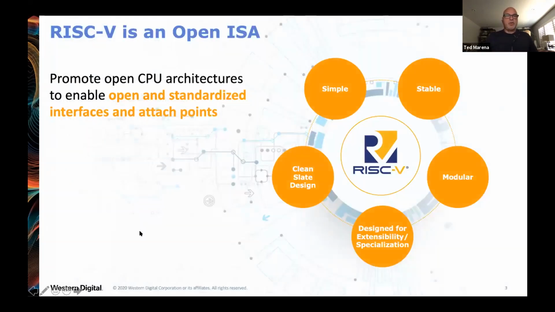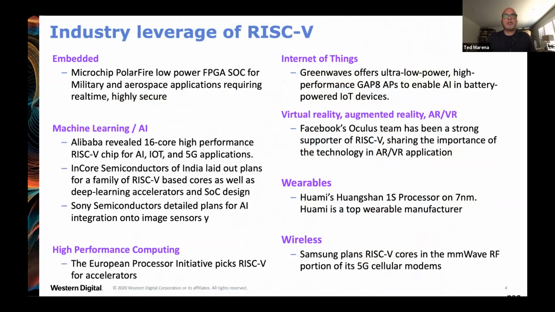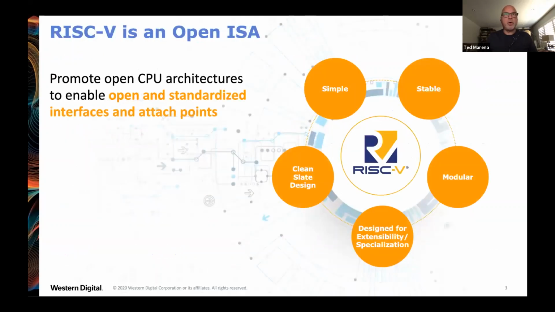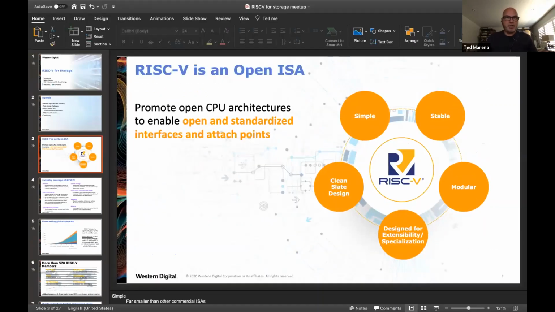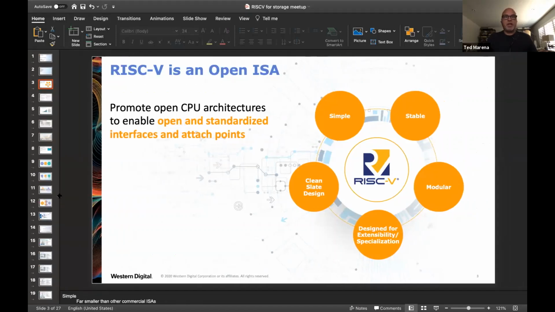Okay, so what is RISC-V? When I started to talk with people a few years ago, people thought it was a processor architecture, and it's not. It's basically an open instruction set architecture. I must have animation on, and that's going to drive me up a wall, so let me turn that off for a minute. I apologize. So RISC-V is a specification.